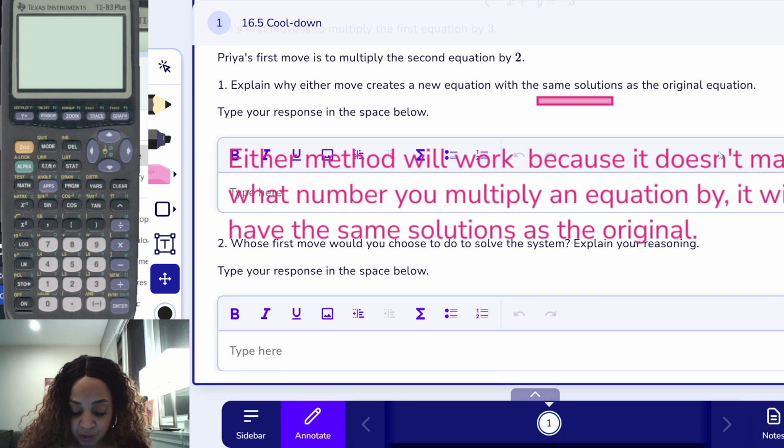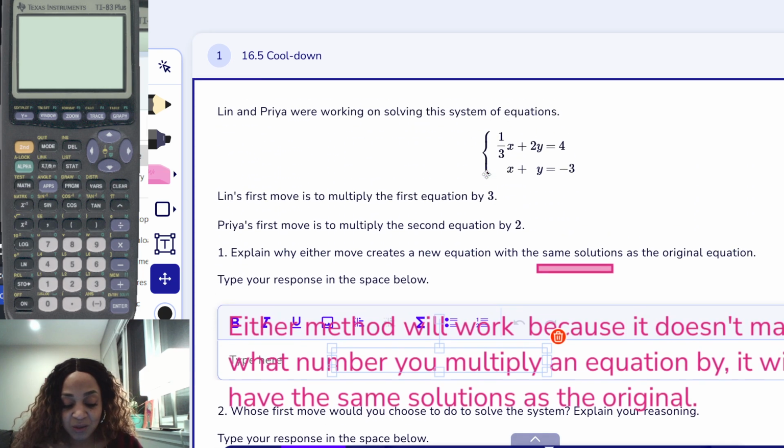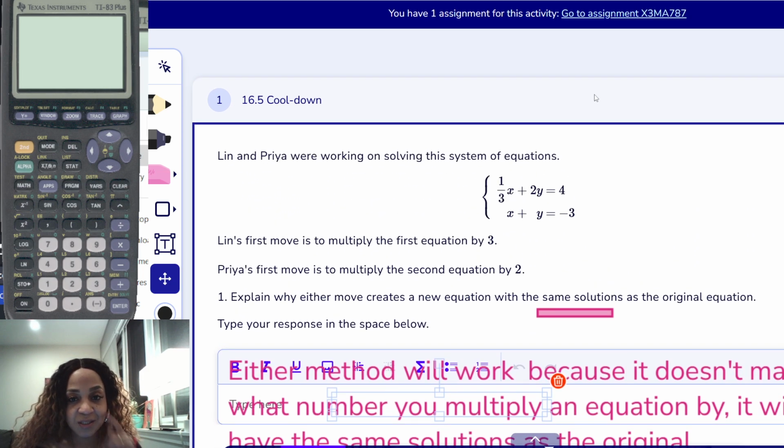Okay, and then in part 2, the question says, whose first move would you choose to do to solve the system? Explain your reasoning. Guys, it does not matter. It doesn't matter whatsoever whose method you choose. So let's take a closer look at the equations and let's see what would happen in either case. Lynn's move is to multiply the first equation by 3. So what's going to happen if she multiplies that first equation by 3?